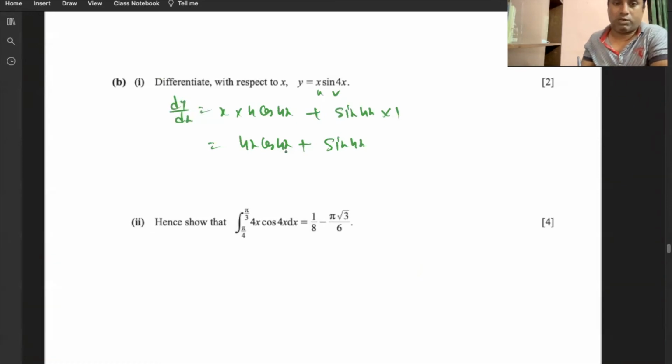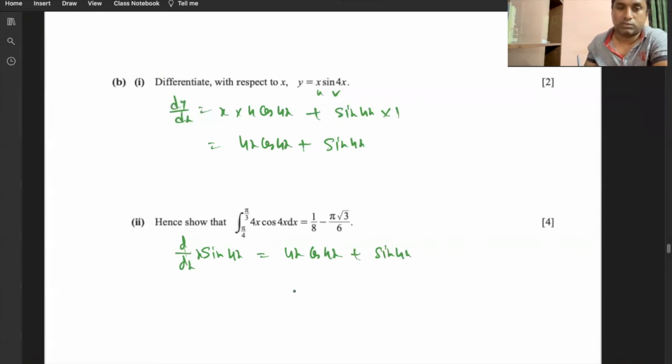Now we are going to find out the result of this one. Let me see that there is a similarity between these two. That means d/dx of x sine 4x equals 4x cos 4x plus sine 4x.